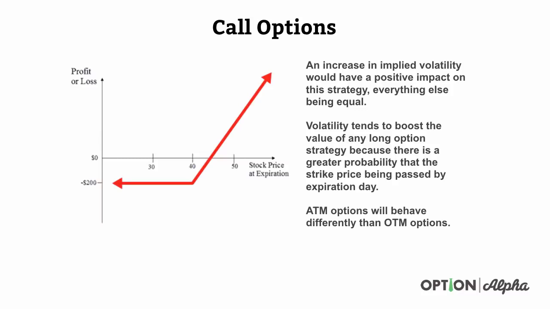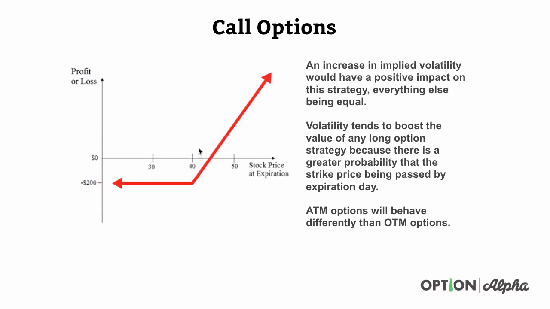Now, as implied volatility increases, which we'll talk about later on in this module, it does have a positive impact on the strategy, everything else being equal. Volatility tends to boost the overall value of long options because there's a greater probability that the strike price will be passed by expiration. And this just means if the market's more volatile and we have a stock sitting at $40 and there's a good chance that it could swing between 30 and 50, then there's a good chance that this options contract may be pretty valuable.